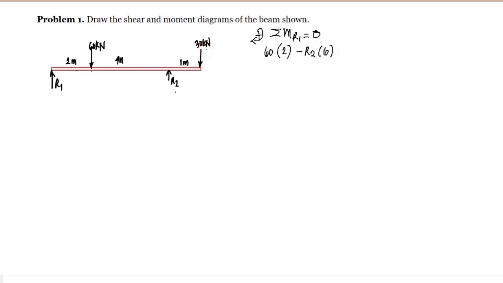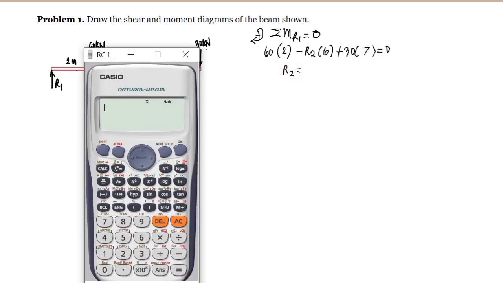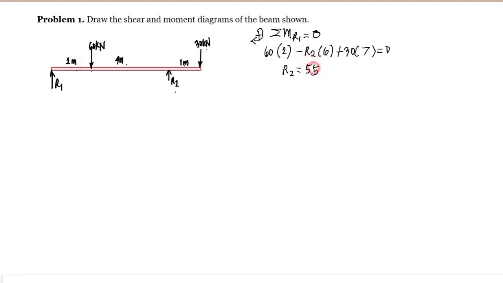And this 30 kilonewton here will rotate clockwise, so it is positive. Multiply with the moment arm, that's 6 plus 1, so it's 7. This is equal to 0. So computing for the value of R2, we have 60 times 2 minus 6x plus 30 times 7, equal to 0. Shift solve equals, and we have 55 kilonewton. So the value of R2 is 55 kilonewton.